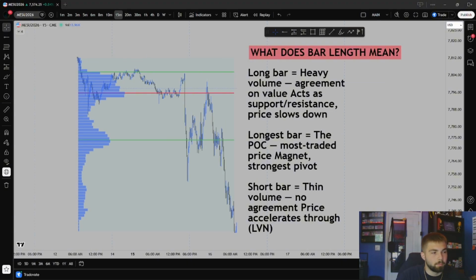All right, now to understand the bar length and what it means. A long bar means that we have heavy volume and agreement, and that can act as a support or resistance for price going up or down. The longest bar, which is our red bar, the POC, is the most traded, which is a magnet or a pivot area. A short bar means that there's thin volume, so price will move fast between those areas.